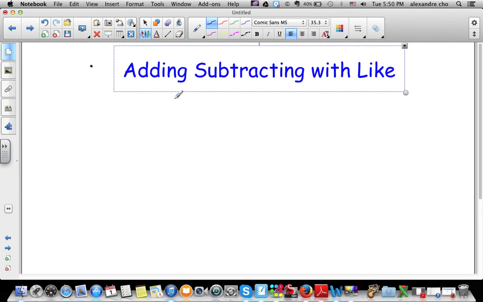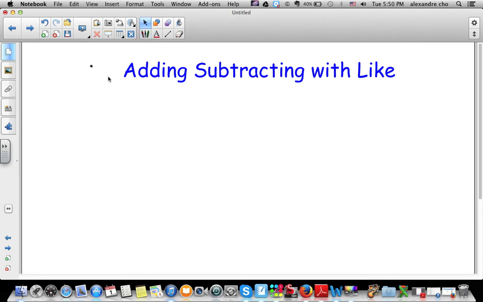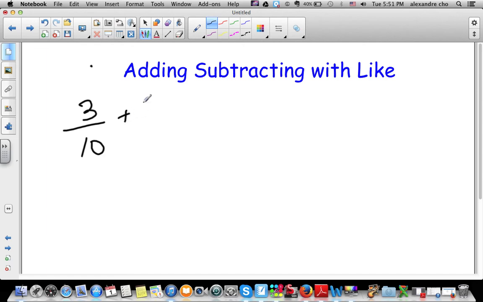What do we have? Adding fractions and subtracting fractions. Ooh, okay, our favorite. So, with like, that means with like denominators. So let's take something very simple. 3 over, I don't know, 10 plus 4 over 10. When the denominators are the same, you can add them. Okay, because you're adding same pieces, they're the same sizes, so that's easy enough. So that means that you have 7 over 10, and that's it.